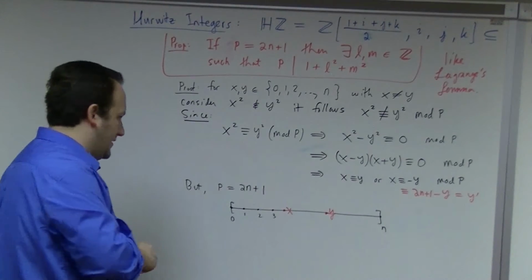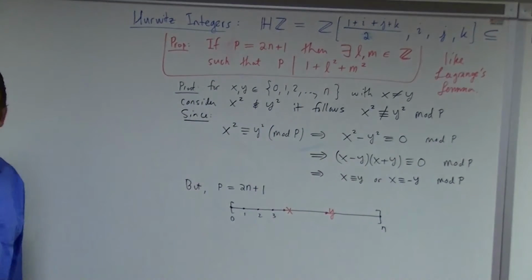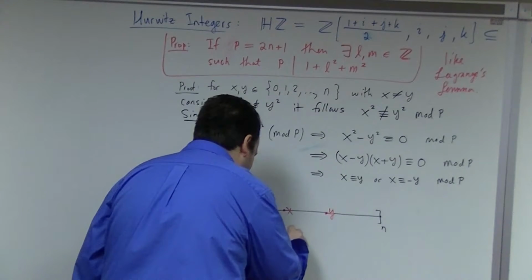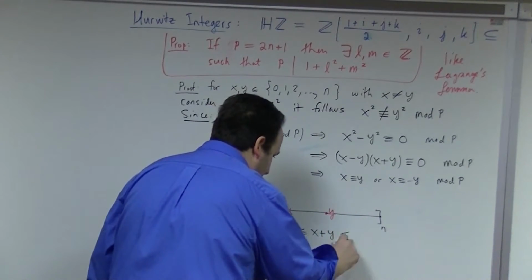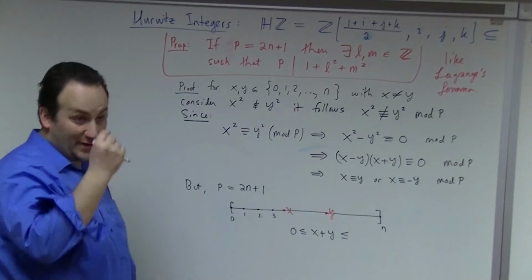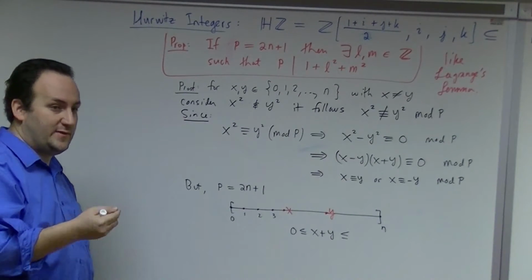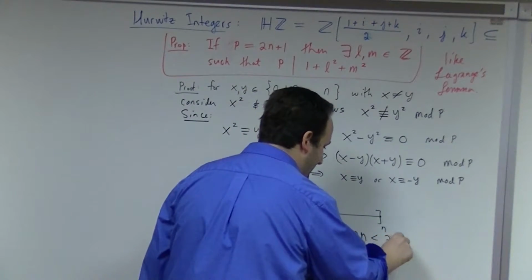I'm making it more complicated than it needs to be. Let me stop talking and think for a second. Oh, done. So, how about this? 0 is less than or equal to x plus y is less than or equal to what? X is at most what? And y is at most what? And so x plus y is at most 2n. 2n is strictly less than 2n plus 1, okay.